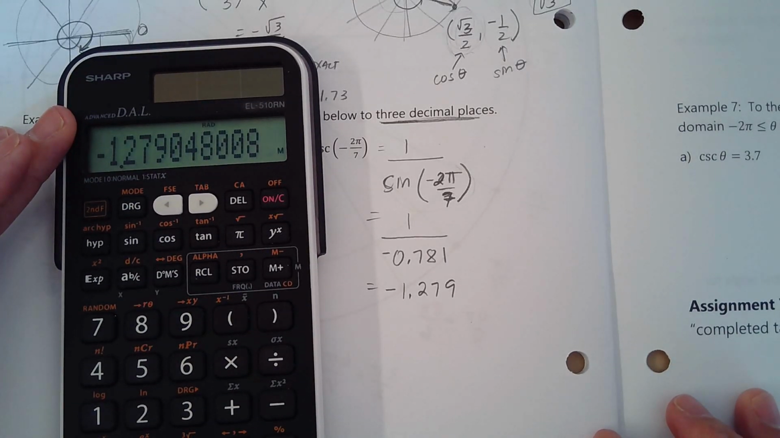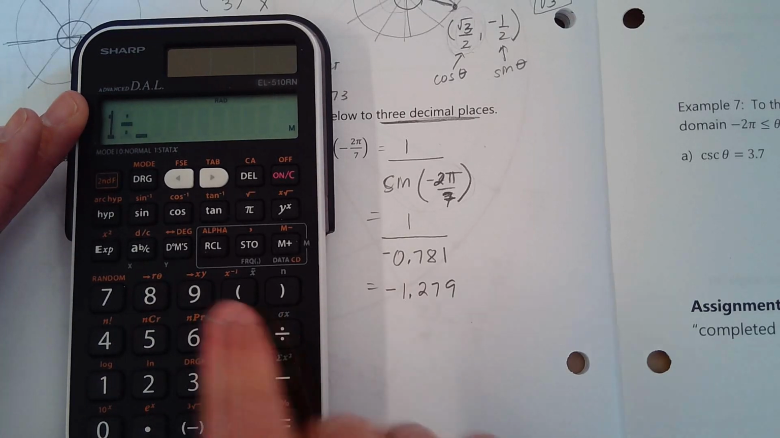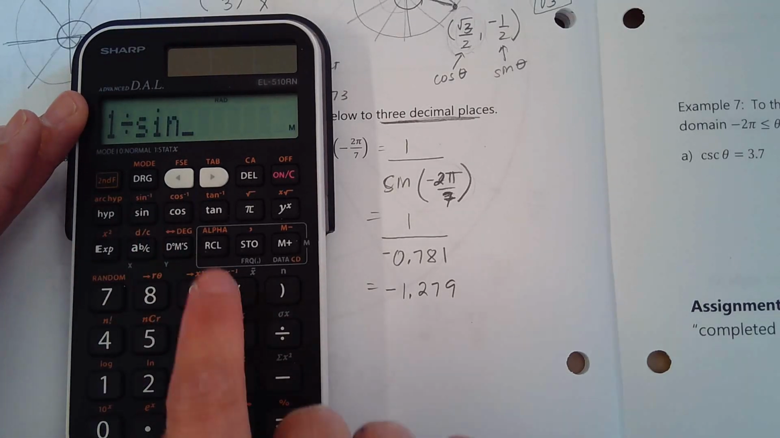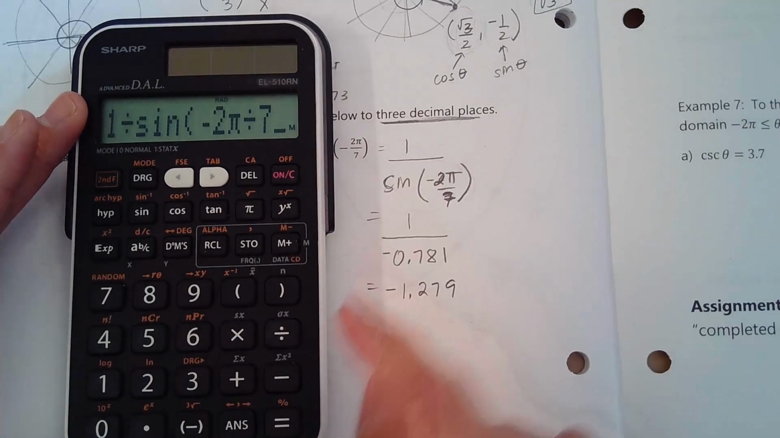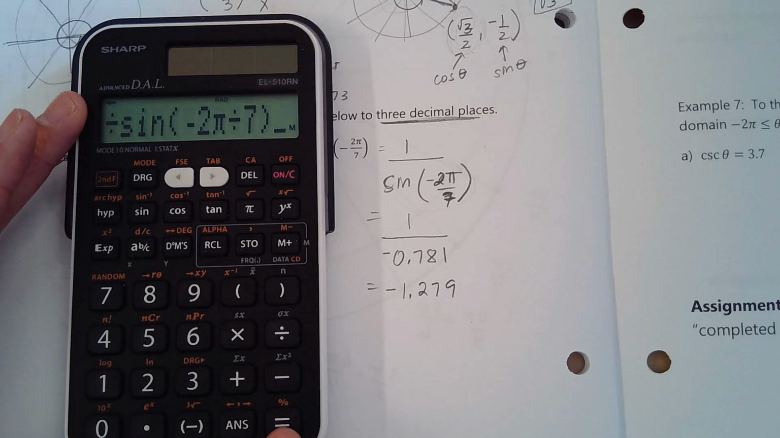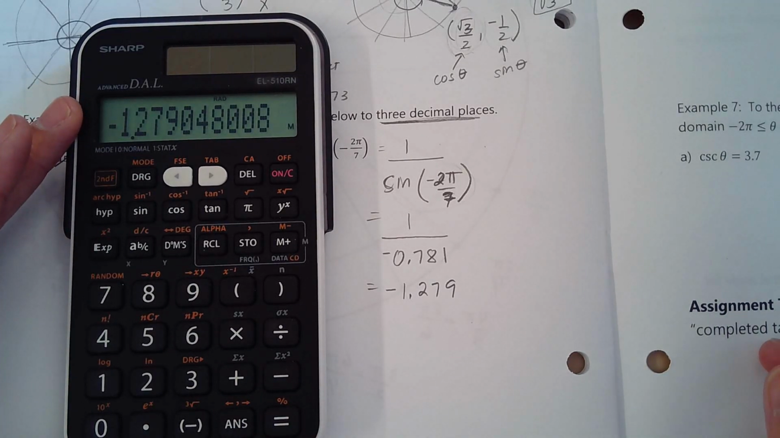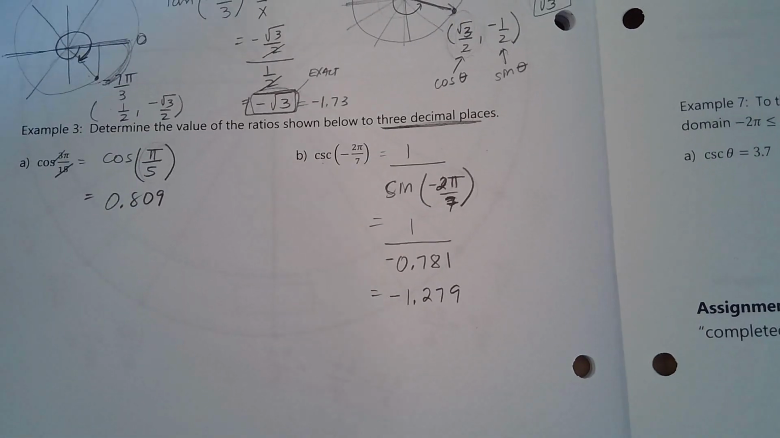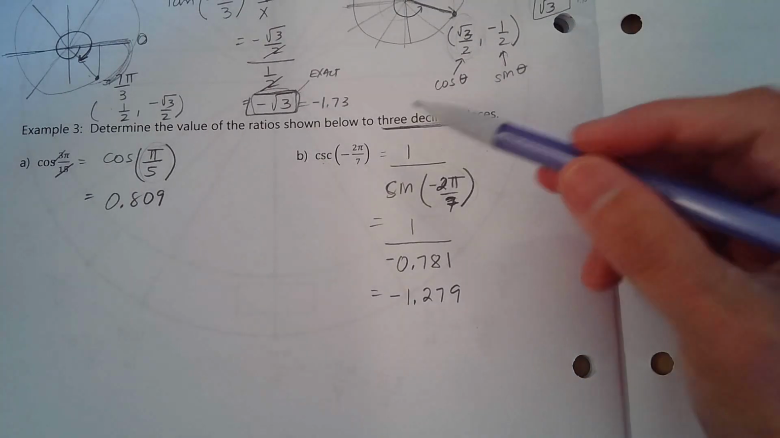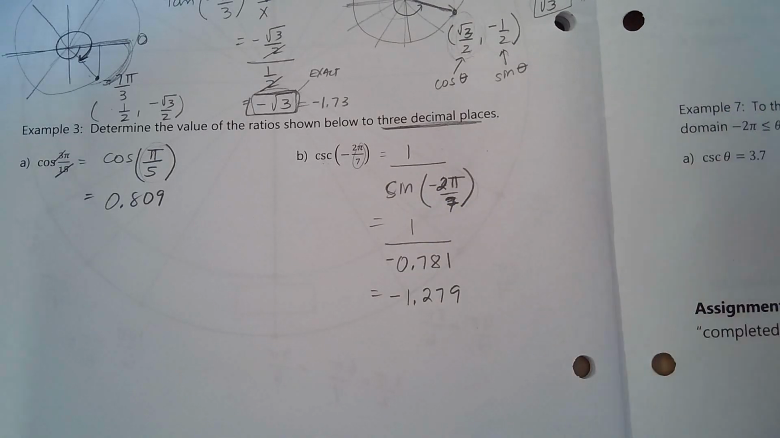Couldn't we easily just type it out? Oh yeah, we could easily type it in all at once. You can go 1 divided by sine of negative 2 pi divided by 7. Yeah, that's true. I could do everything all at once and get the same thing. Okay. So this is in 3 decimal places because pi over 7 is not a special angle.